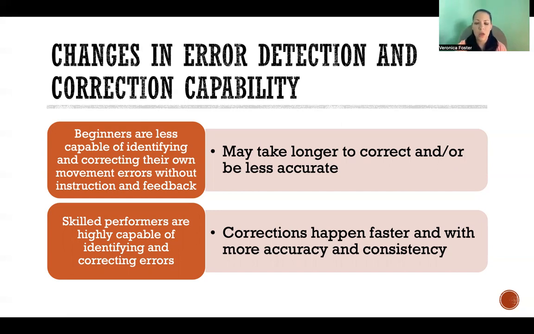Here's how to fix it. So it may take longer to correct and/or be less accurate when they do correct. Skilled performers are highly capable of identifying and correcting errors because they've learned the skill. They know how it should be done correctly, and they're better equipped to tell when what they're doing is different from what they should be doing, and being able to figure out how to correct that and do it very accurately and consistently.